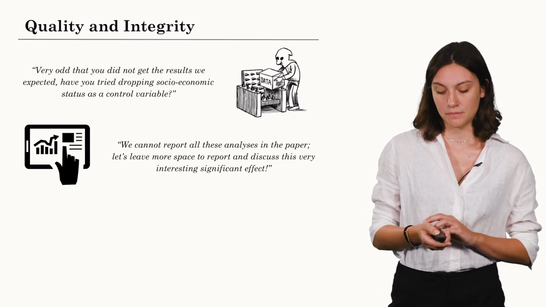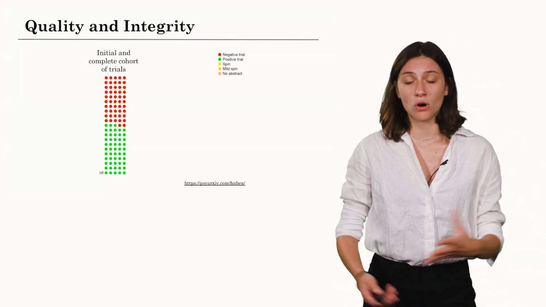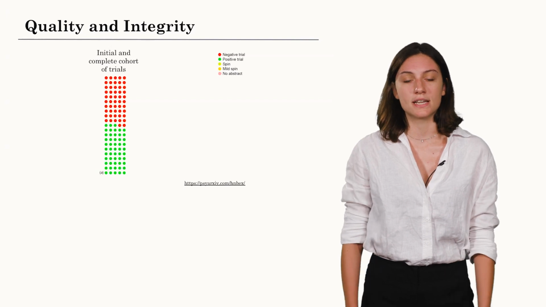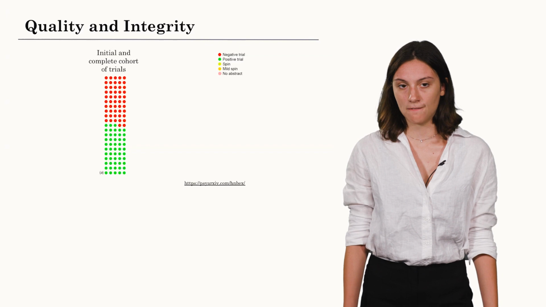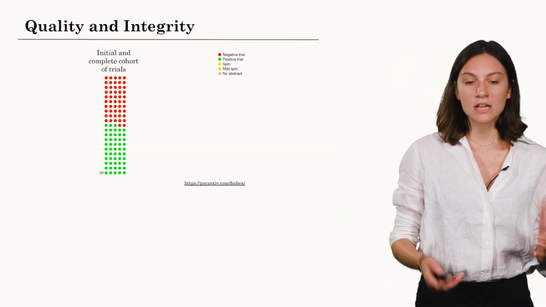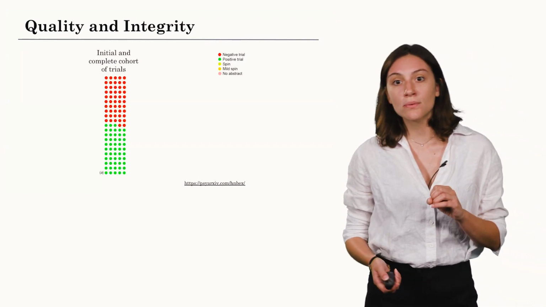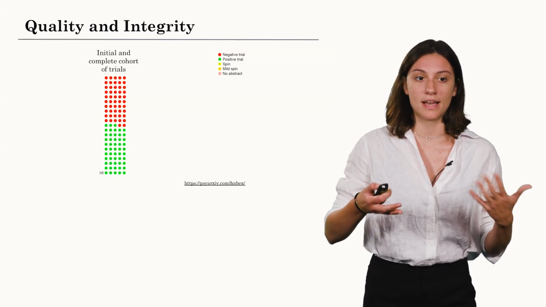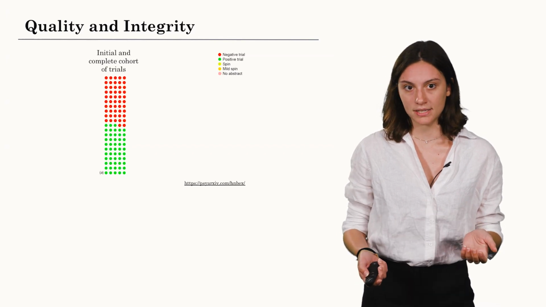Let's imagine that we have a set of clinical trials, so experiments in which we want to test the effect of antidepressants on a certain set of mental health outcomes. And this is the initial and complete cohort of trials. Each dot in this image represents a trial. The green ones are the positive trials. They find that the antidepressant was successful, whereas the red ones are the negative trials.